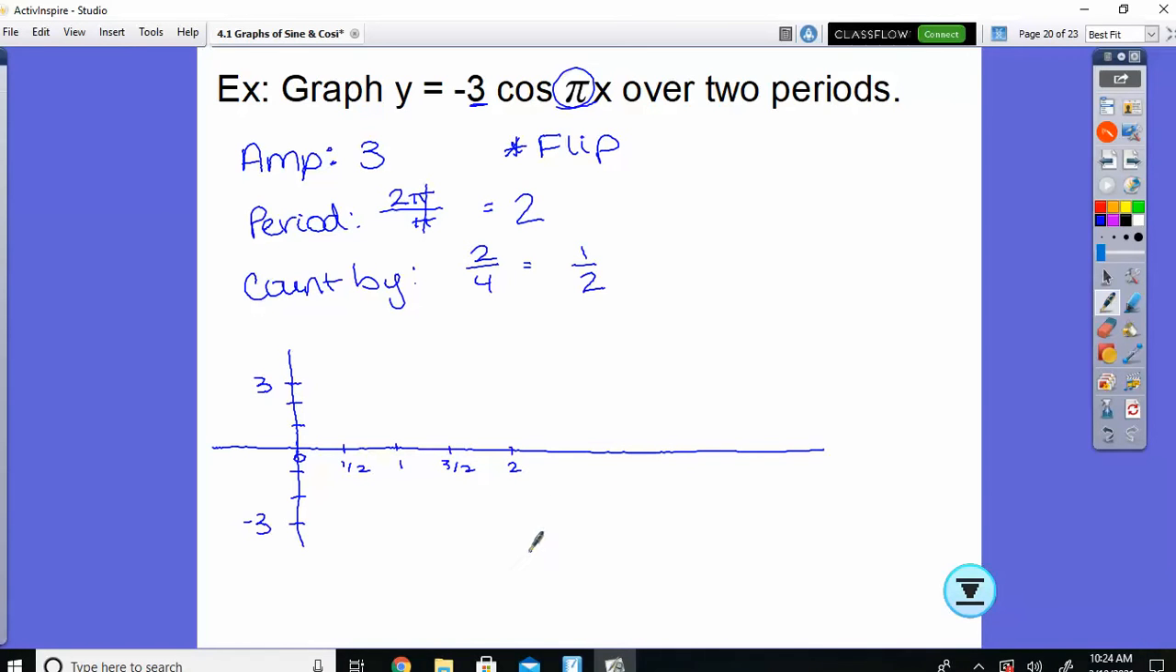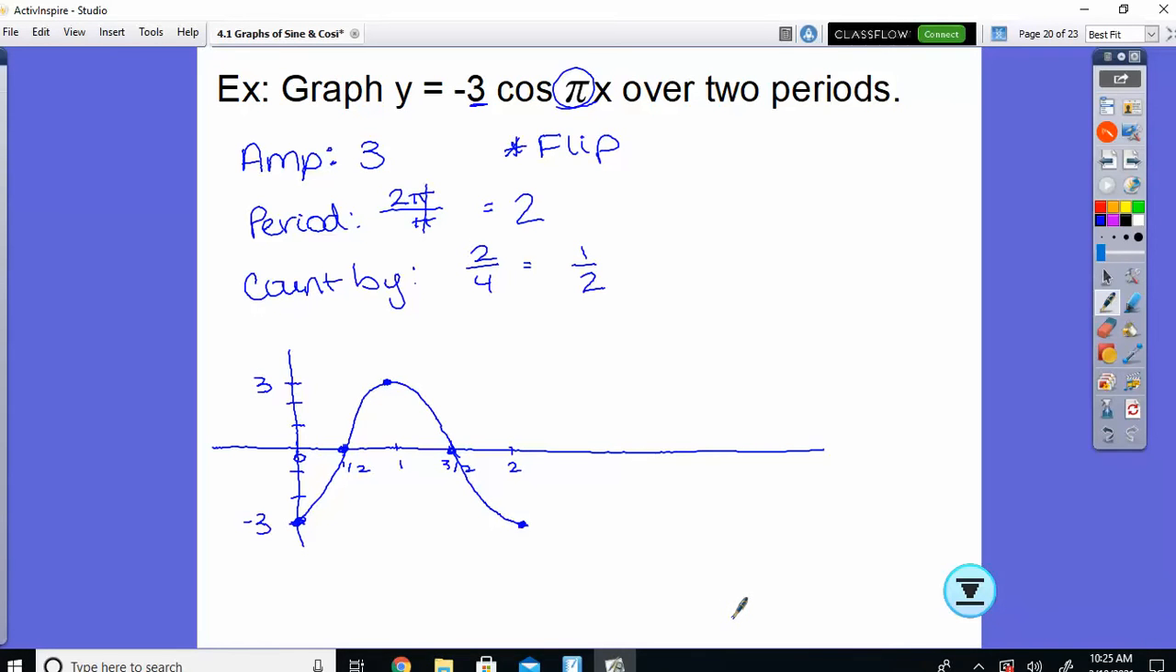How does the graph of cosine begin? Look at the one we drew. Starts at 1. It starts at its high point. But we're flipping this one, so where would it start? Yes, we'll start at negative 3. Then it hits the 0, up to its high point, back to 0, and down to its low point. That is one period of this graph.